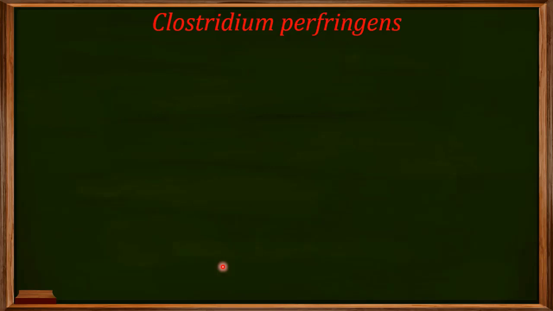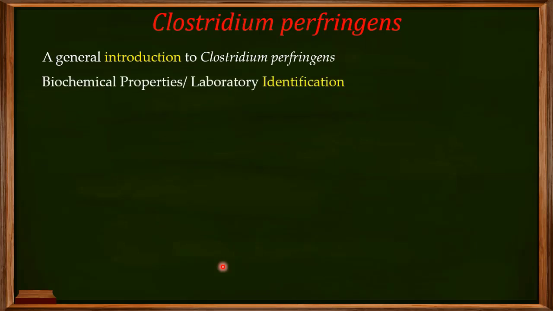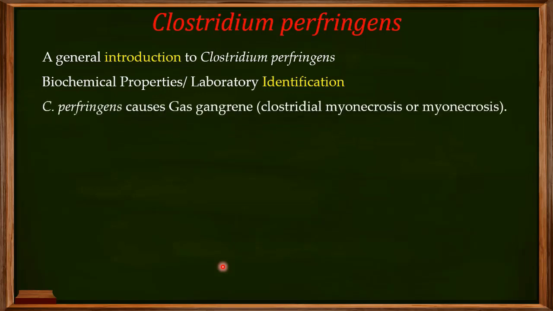The third important example that we'll discuss is Clostridium perfringens. Again, we'll start with a general introduction to C. perfringens, the biochemical properties and the laboratory identification. We talk about the Clostridium perfringens disease, which is known as gas gangrene. Sometimes it is also known as clostridial myonecrosis or simply myonecrosis. We will have a detailed discussion on gas gangrene.